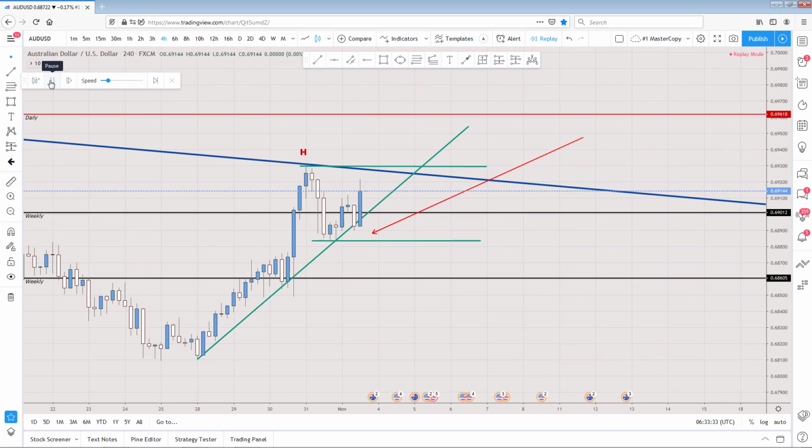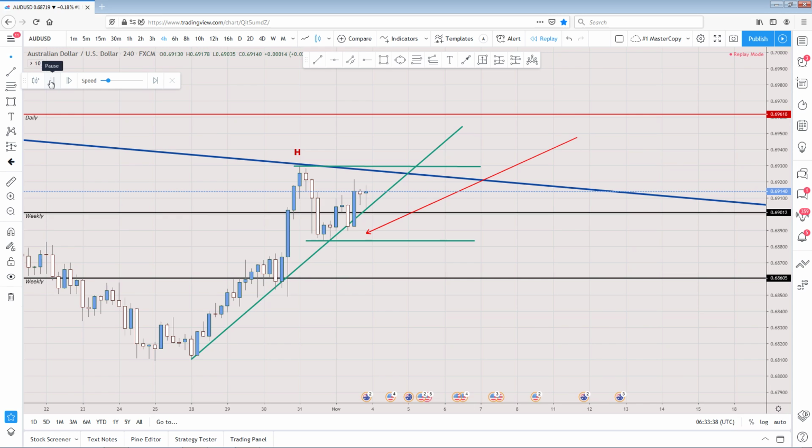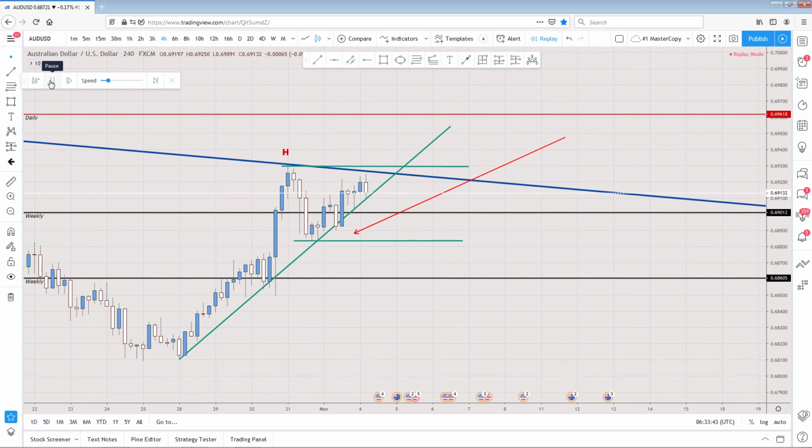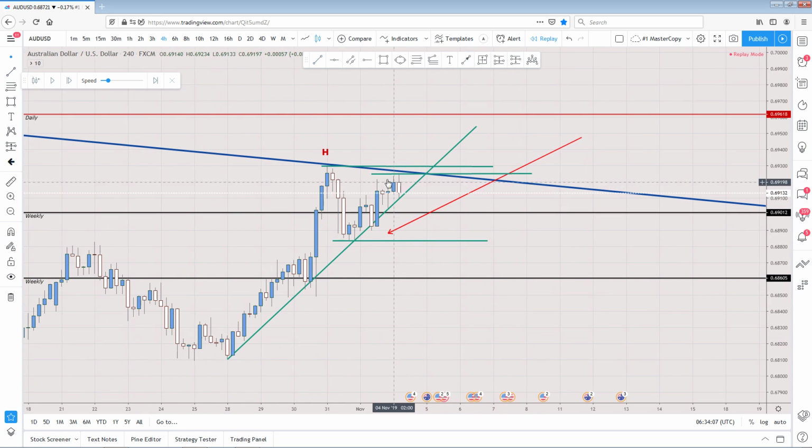Okay, so we got a rejection off the trend line. So I'm looking for a possible retest. So right now here I paused it. So, we're getting pretty close to this trend line. I'm going to make a note of this level. So this was the highest point. This was the highest point right now.